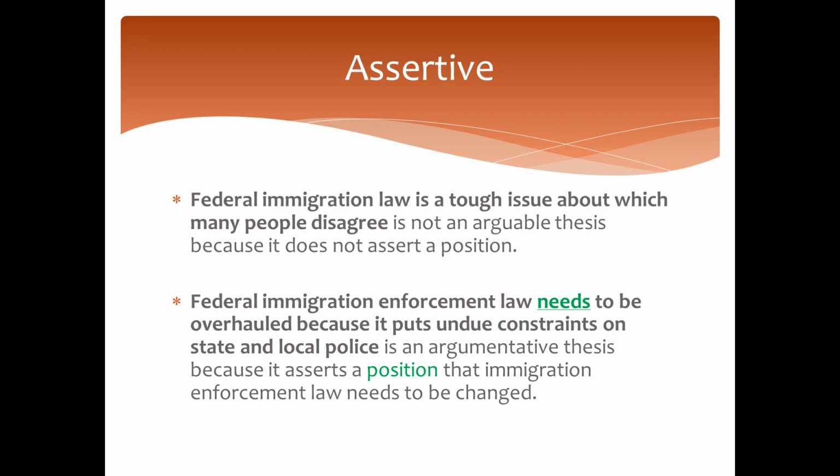That's the tricky thing about argumentative essays. Even if you're like 51% versus 49, pick the 51%. You have to argue a particular stance here. You can offer concessions and counter arguments and all that, but you need to make sure you're very decisive. So in this case, it asserts a position that immigration enforcement law needs to be changed. And it even gives some reasons because it puts undue constraints on state and local police. So your thesis also wants to give a little bit of rationale that guides us through. It's not just random, right?